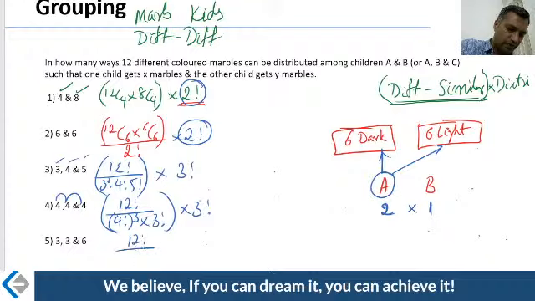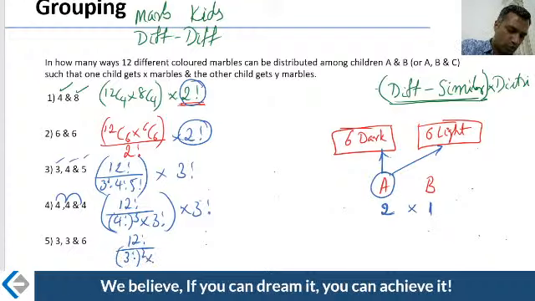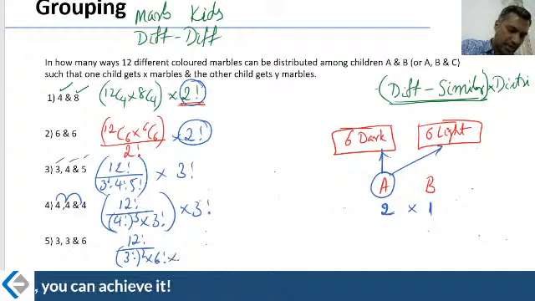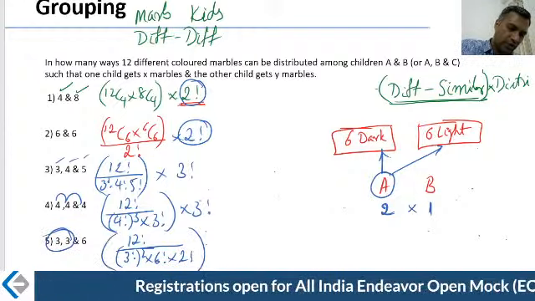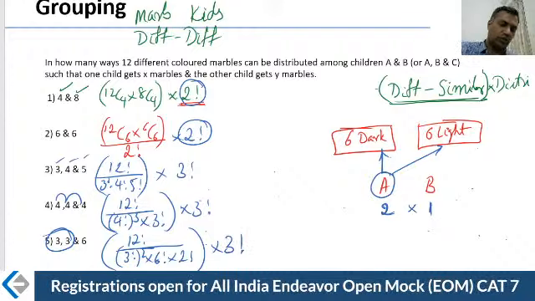Similarly, the last one. What is the last one? 12 factorial divided by 3 factorial whole square, into 6 factorial and into another 2 factorial. What is the 2 factorial for these two fellows? Now this is the division. What about the distribution? Into 3 factorial, because 3 kids are there. 3, 3, 6. 3 kids are there. Therefore, the distribution happens in 3 factorial ways.